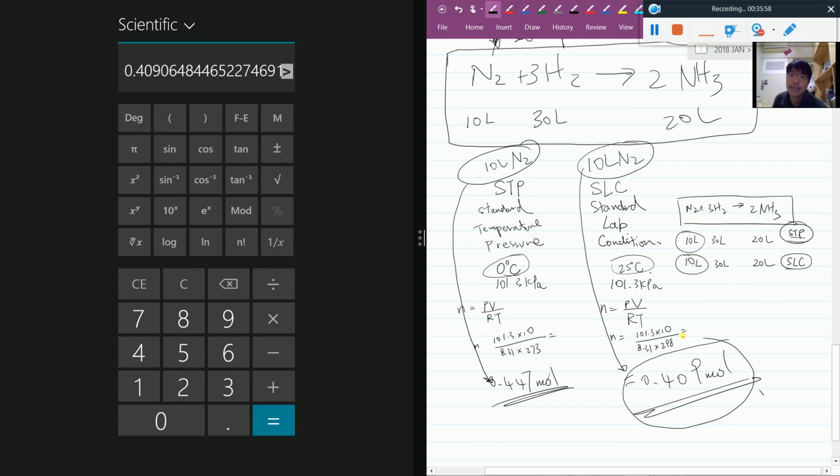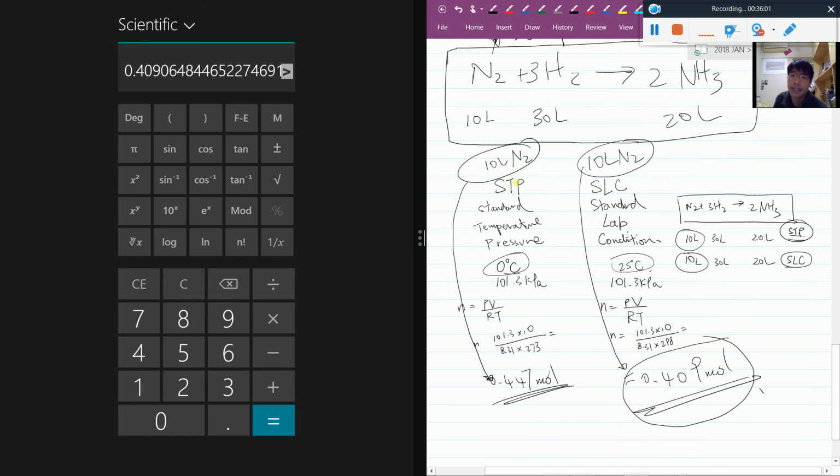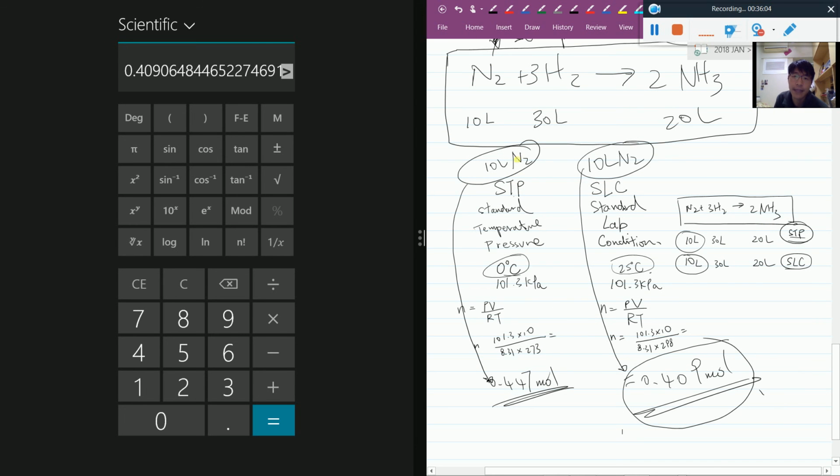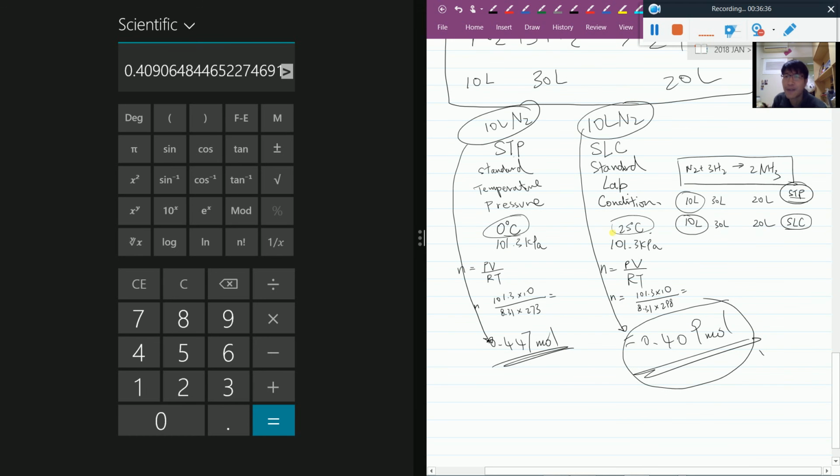No matter whether it's nitrogen gas, hydrogen gas, or ammonia gas, if they are at the same temperature, at the same STP, they all will be 0.447 mole. The only thing we need to pay attention to about the gas law is the conditions. Even though they are both 10 liters of nitrogen gas, they would have a different number of moles under two different conditions. So hopefully it makes sense to you.